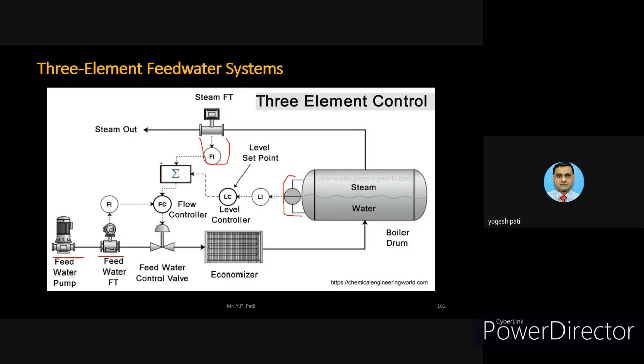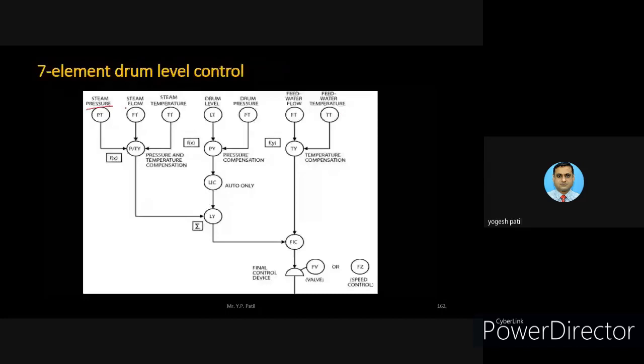So this cascade arrangement, the summation of that, acts as a set point for this flow controller, and then the flow rate gets monitored. Parameters that are required to be considered: the steam pressure is one, the steam flow rate is second, steam temperature is third, drum level is fourth, drum pressure is fifth, then feed water flow rate is sixth, and feed water temperature is also considered. To have more and more accuracy and optimization, so that the efficiency of the boiler improves, the control gets complex and complex.